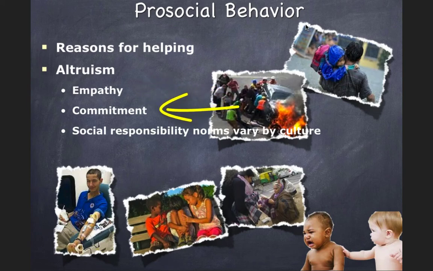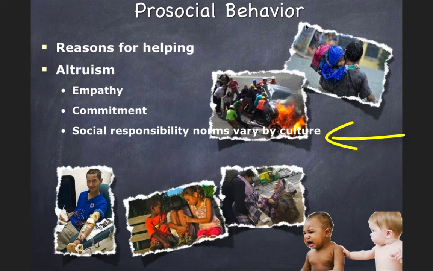Commitment, this is where we're more likely to behave altruistically when commitment is high. We're more likely to donate a kidney to a family member than to a stranger. Our commitment to our family is higher, and so we're more apt to do that. Our commitment is there. The social responsibility norm varies by culture. That is to say, not all cultures have the same level of social responsibility.